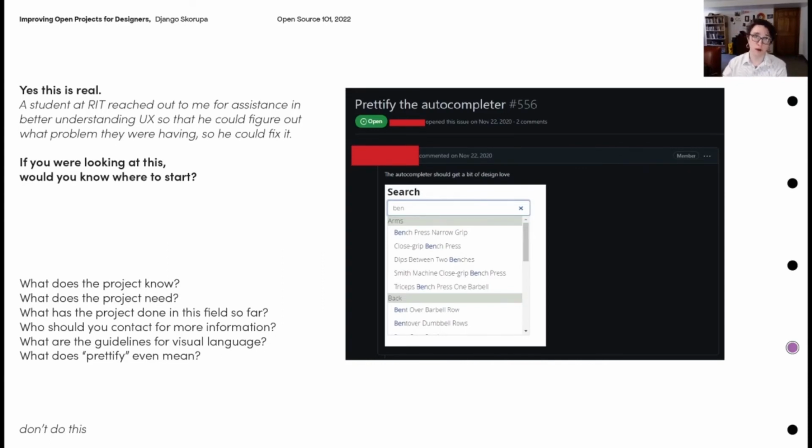So ask yourself when you're writing documentation, what does the project know? What does the project need? What has the project done in this field so far? Can you answer any of these questions for this current project? Who should I contact for more information? Well, probably the guy under the red square, but this is still an open project, and I don't really feel the need to throw this guy under the bus.